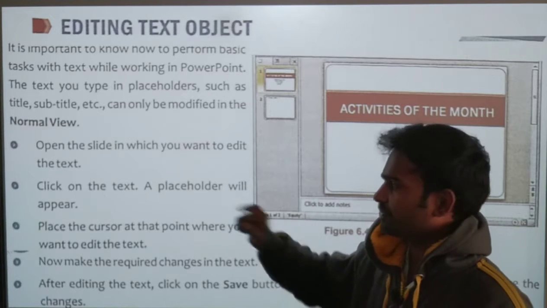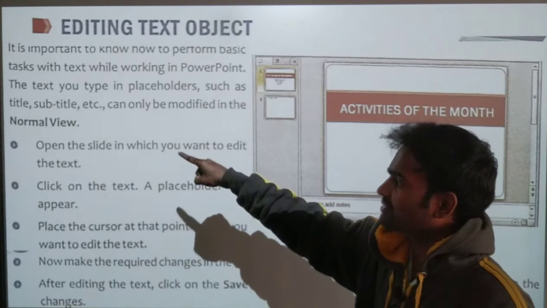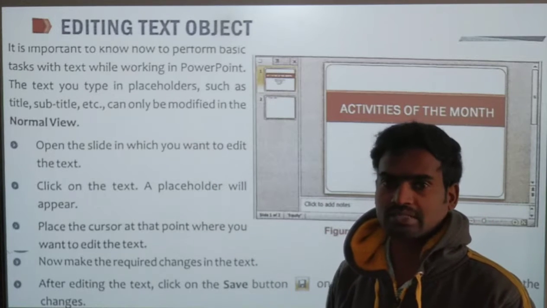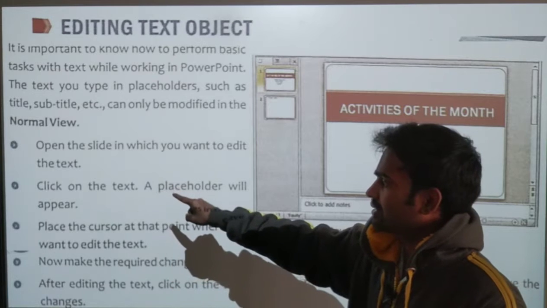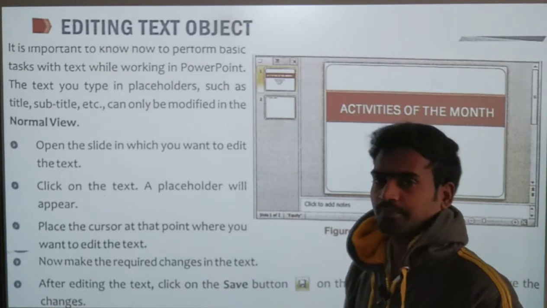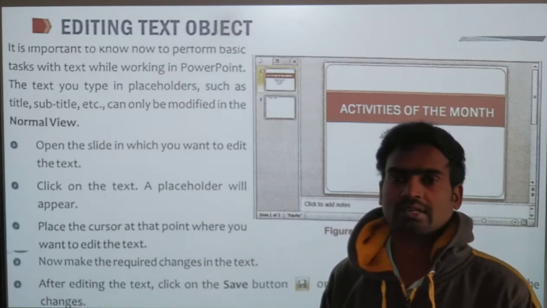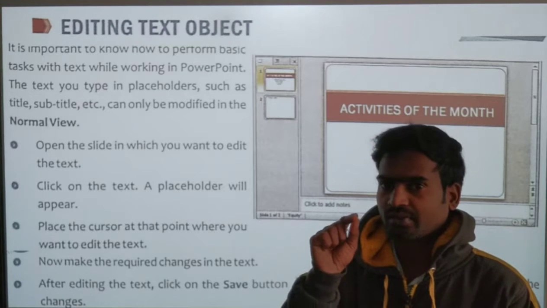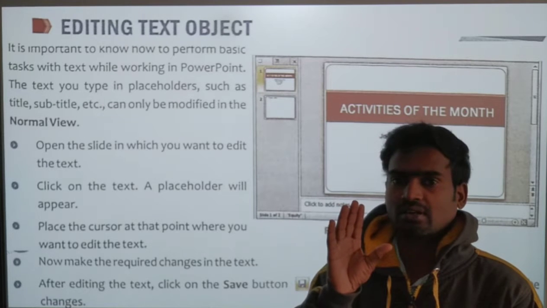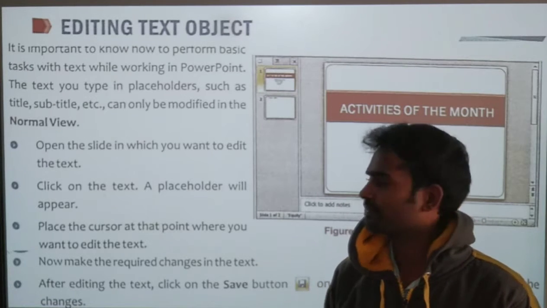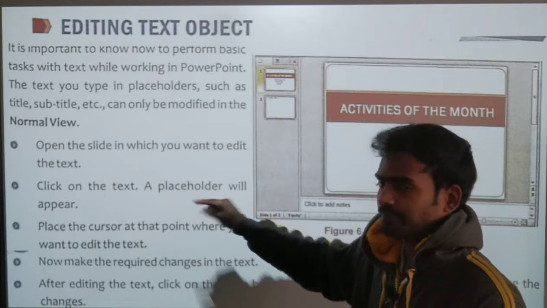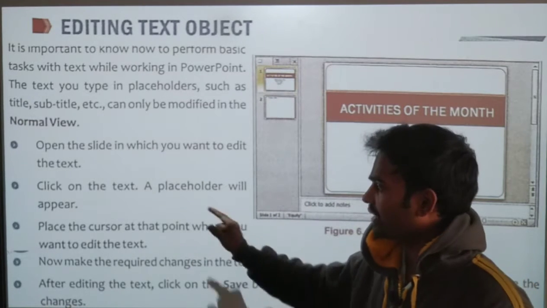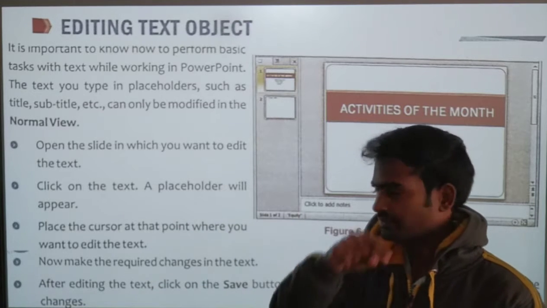So how to do that, sir? First, we are supposed to open the slide in which you want to edit the text. First, open the presentation and open the slide. Select the slide where you are going to make corrections, and then click on the text. When you click on the text, a placeholder will appear, like a box.